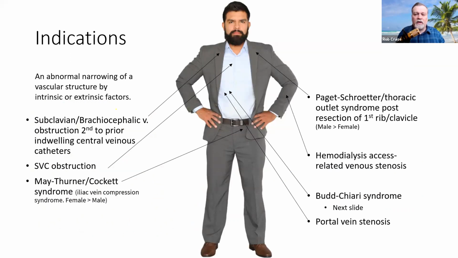Indications. So the basic indication is we have an abnormal narrowing of a vascular structure that could be intrinsic or extrinsic in nature. However, it is causing problems with the rest of the body, whether it be backing up blood in the body so that it's not working appropriately or some other fallout. All right, so we'll take a look at the subclavian and the brachiocephalic vein. All right, so that would be secondary to a venous catheter.